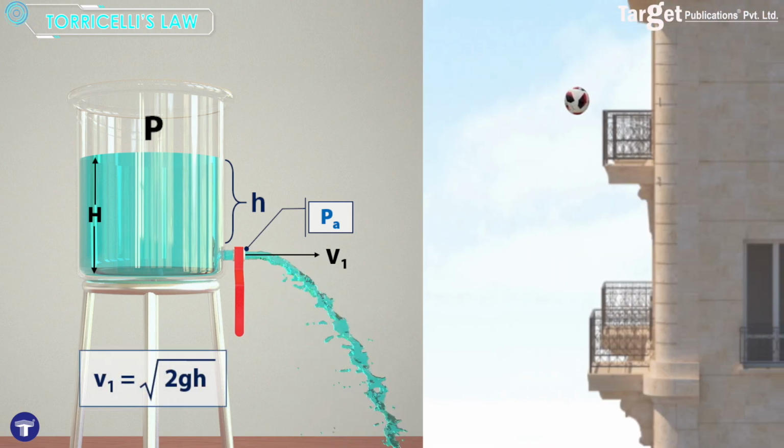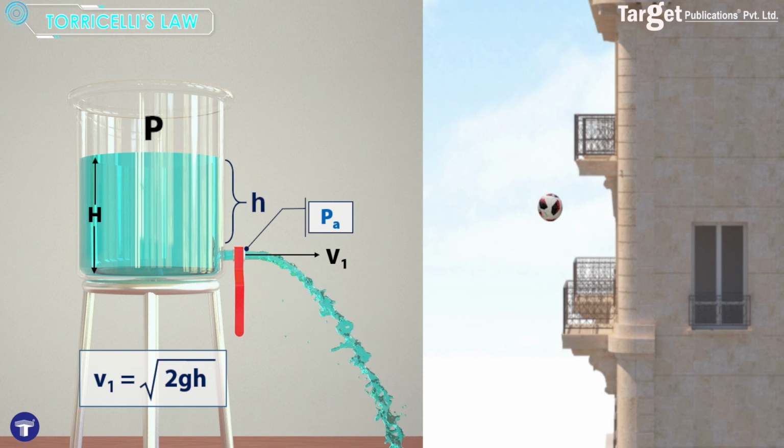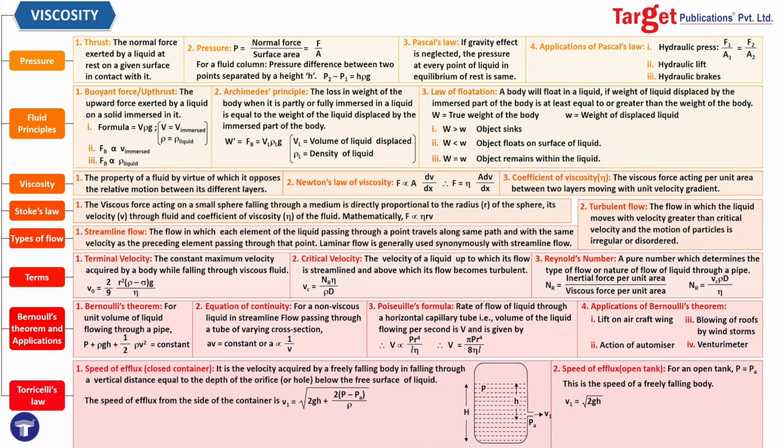A ball which is thrown up in the air, while falling down under the force of gravity alone, will fall down with this velocity, which is given by root 2gh. And thus Torricelli said that in case of a fluid flowing out from the orifice, the speed will be similar to that of a body which is freely falling under the effect of gravity alone. So this wraps up the concepts that I want to revise under the properties of fluids.